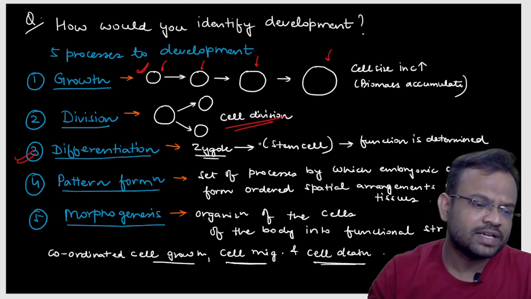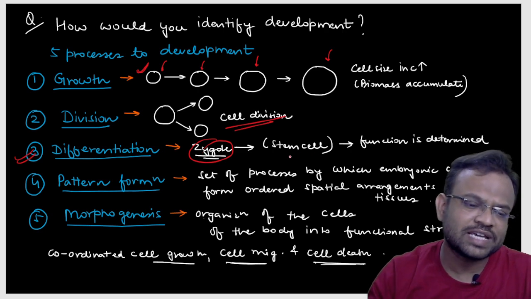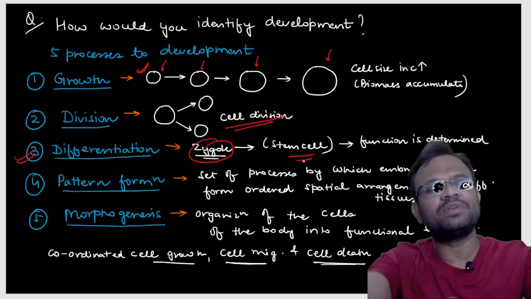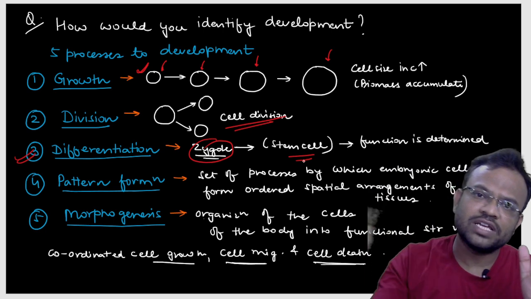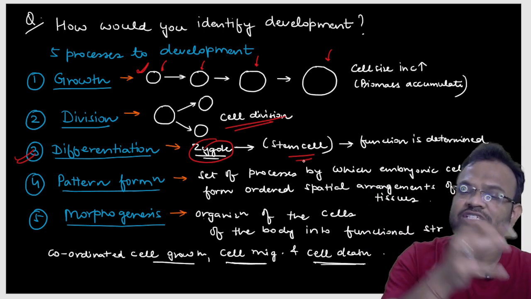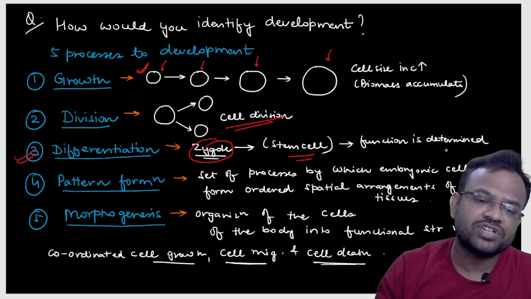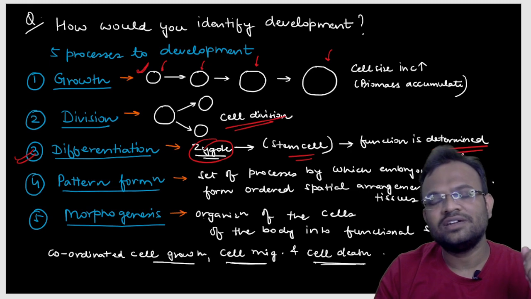So in the zygote condition, the cells are present in the stem cell nature. That means they can form any particular cell. But gradually, as life progresses, the cells will come to know that yes, I am this cell, I am this cell. This is called function determination, or this is called differentiation.